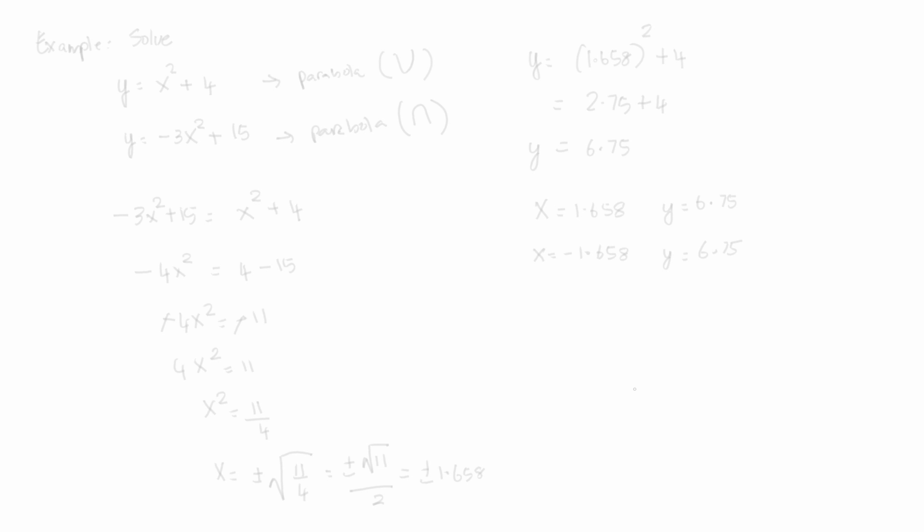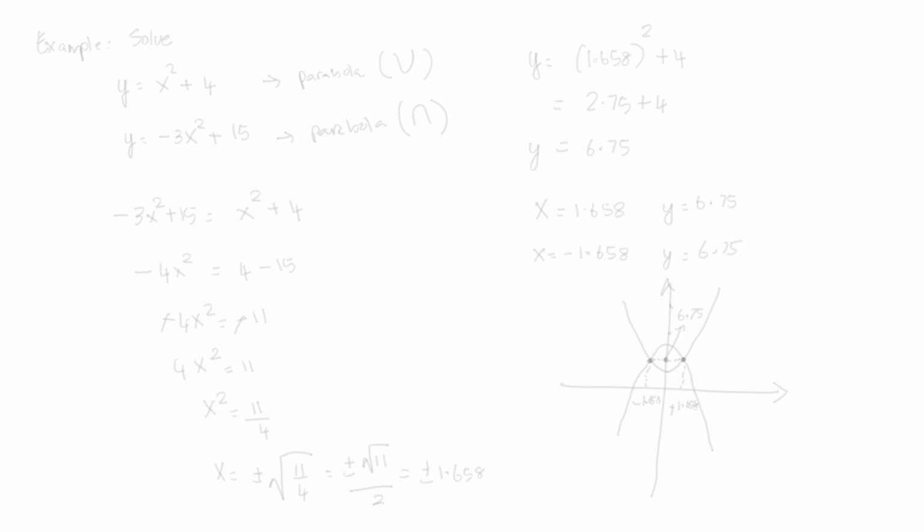What does this mean? Again, the first equation is a parabola open up like that. The second is open down. So clearly we have this point and that point. Those 2 points would be minus 1.658 and plus 1.658, and the corresponding value on the y-axis right there would be 6.75.